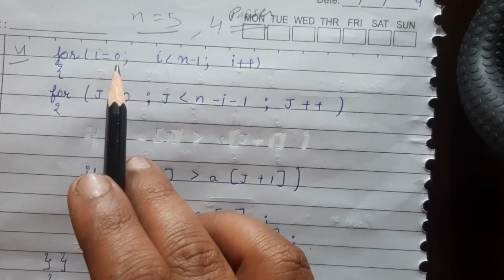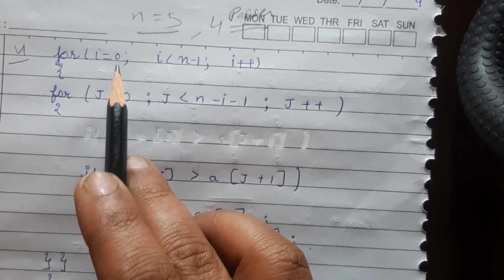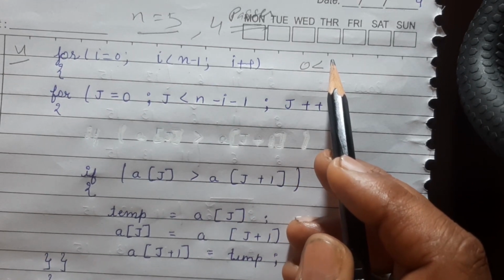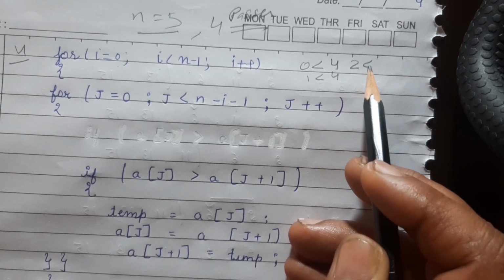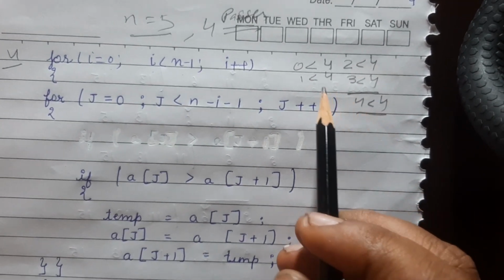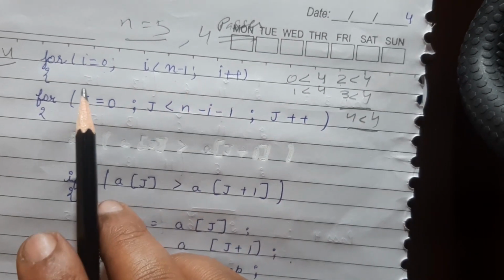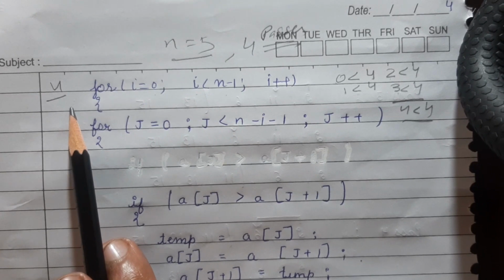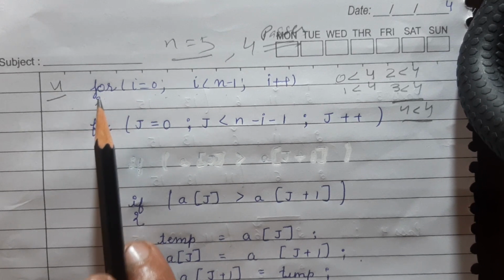Okay, so i is equal to 0, because the index of an array starts from 0. i less than n minus 1 means 0 less than 5 minus 1, which is 4. 0 less than 4, condition true. 1 less than 4, true. 2 less than 4, true. 3 less than 4, true. 4 less than 4, condition false. So how many times is this loop executed? 1, 2, 3 and 4. This outer loop is executed 4 times. Okay, so this loop is implemented for the number of passes.